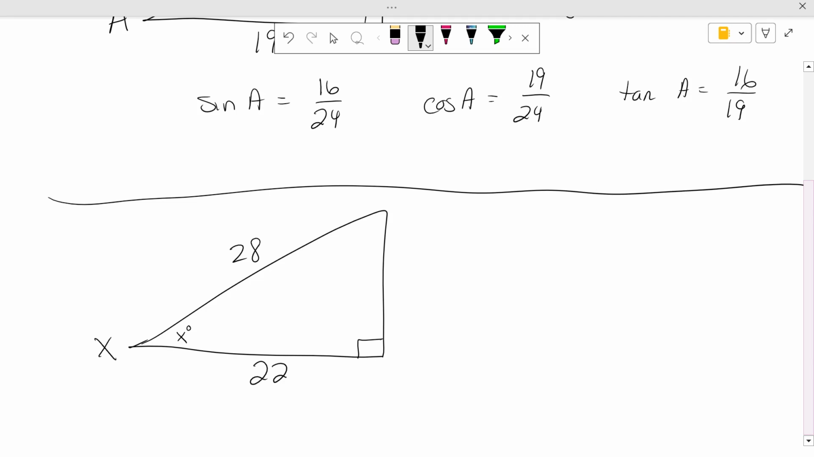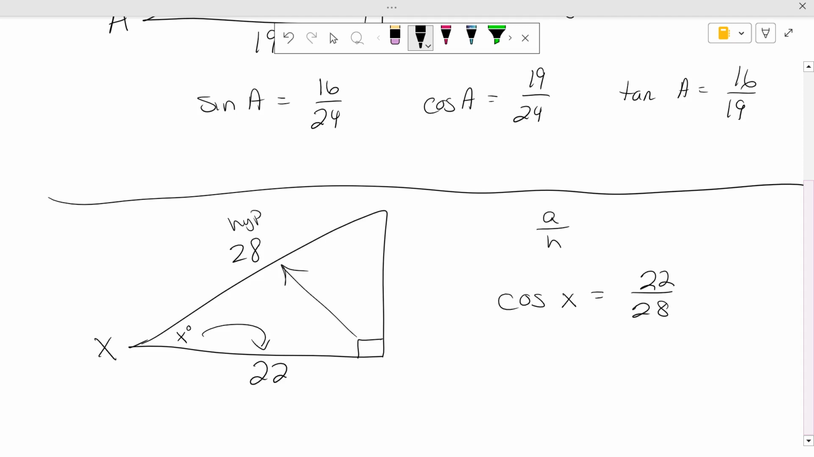Adjacent and hypotenuse. Because the hypotenuse is opposite the right angle, so this has to be the hypotenuse. And since we're talking about the side next to the angle that we want, we have the adjacent side. So, which trig function has both adjacent and hypotenuse? Cosine. Cosine of my angle X has my adjacent side over my hypotenuse.